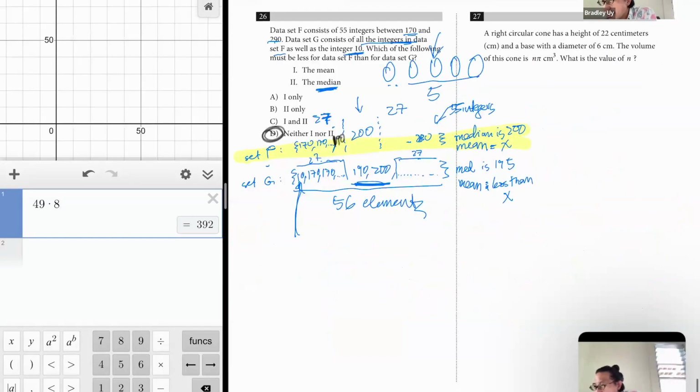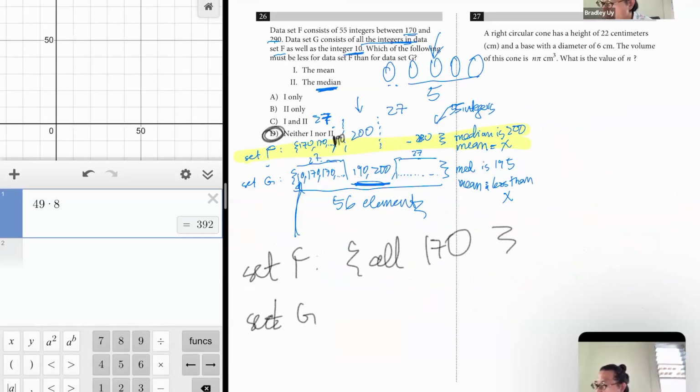That's that question. It's rather tricky, especially how they asked about F going back to the larger case. They're not actually talking about G. Let's suppose in a different example, set F and set G. For simplicity's sake, let's say F consisted of all 170s. How many? 55 of them. Let's say set G consisted of a 10 followed by 55 170s. Okay, so it's 10 followed by 55 170s. So 170 followed by 170 followed by 170, 55 times.